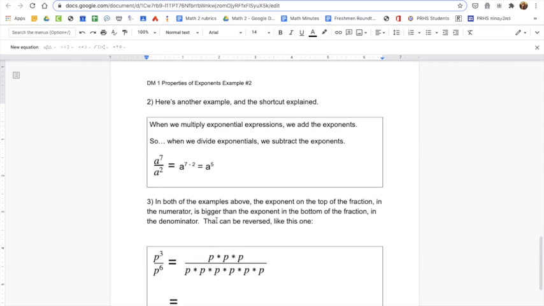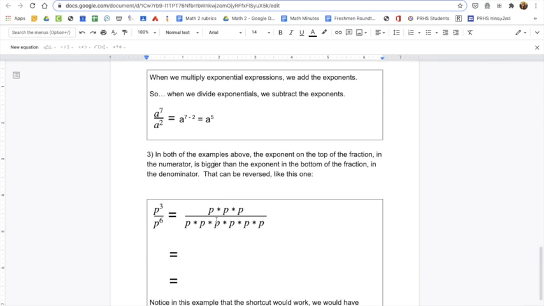In both of those examples above, the exponent on top of the fraction, in the numerator, is bigger than the exponent in the bottom of the fraction, the denominator. That can be reversed. You can have the bigger exponent in the bottom of the fraction, and as long as the bases are the same, see this is p on the top and p on the bottom, we've got p to the 3rd, that's 3 p's, and p to the 6th, that's 6 p's. Just like we had before, we're going to, there's my line.